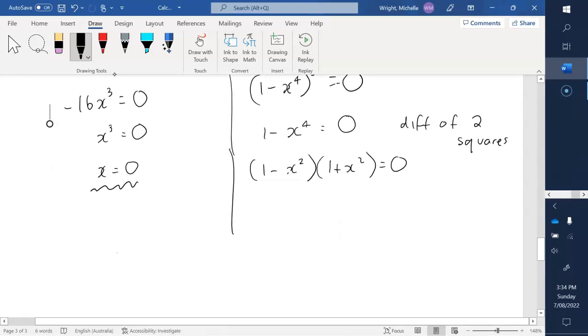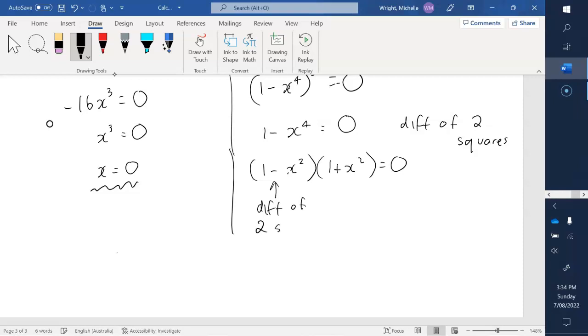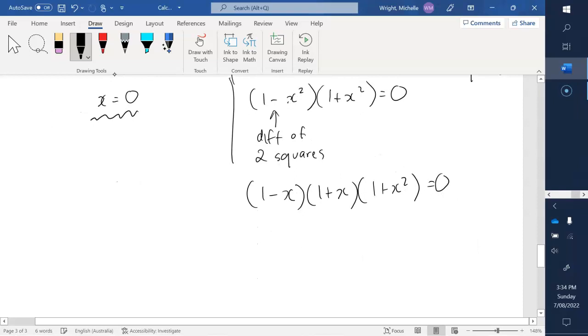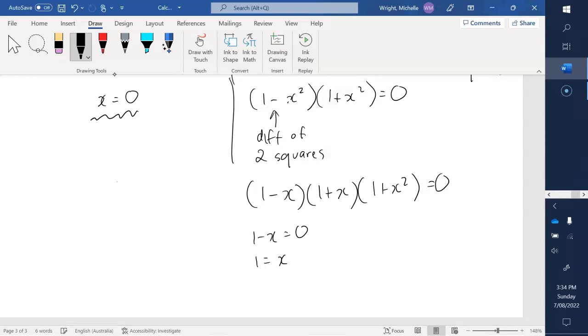This one I can't deal with just yet, but this one here, it's a difference of 2 squares again. So I can break that one up into (1 minus x)(1 plus x), and I've still got my (1 plus x squared) equals 0. Okay, what have we got? Let's set each to 0. So I'm going to have 1 minus x equals 0. So 1 equals x, or x equals 1.